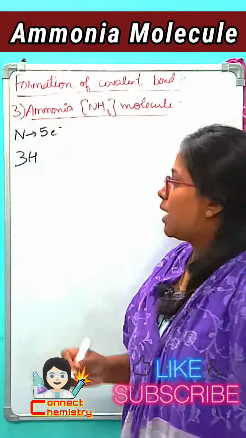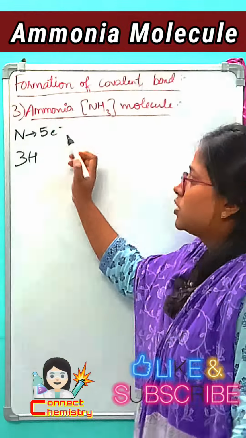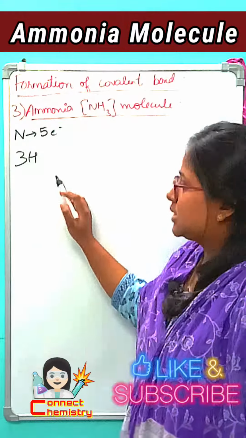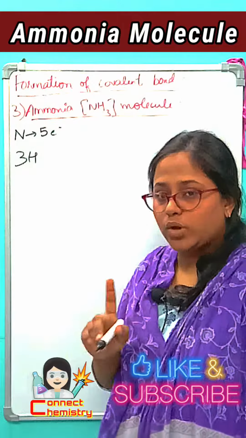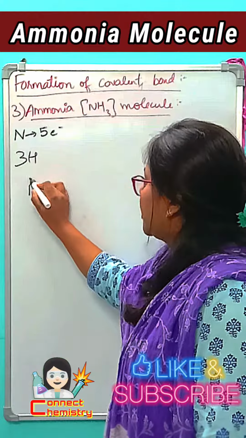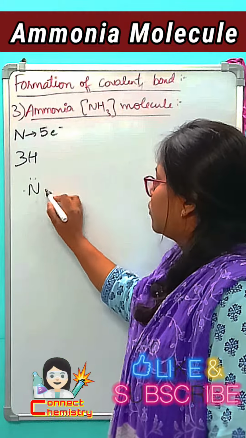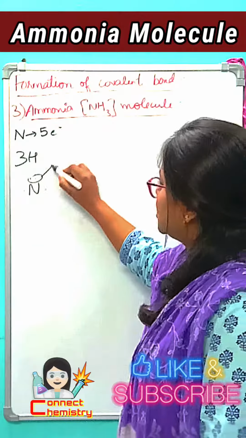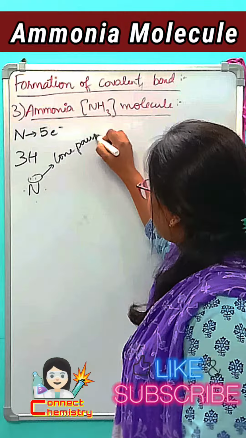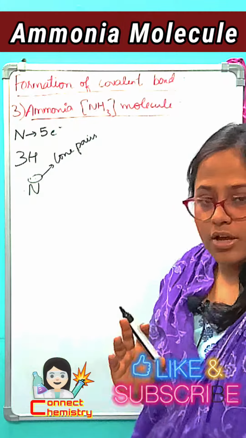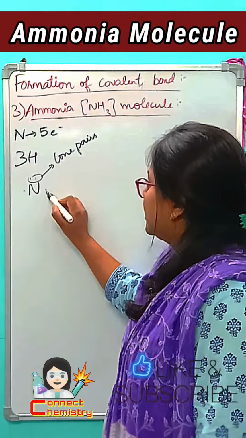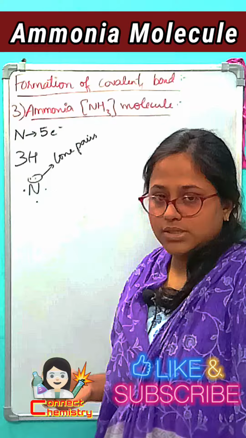Moving on to the next example, that is ammonia, NH3 molecule. Here nitrogen has 5 electrons and we have 3 hydrogens which will each be giving 1 electron. So nitrogen will be giving 5 electrons. 3, 4, 5. These are the lone pair electrons and they do not participate in the formation of any bond. These are the bonds which form the covalent bond.